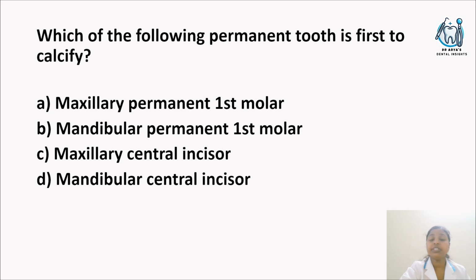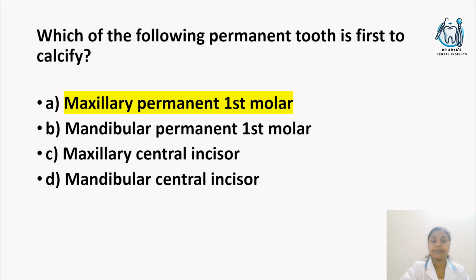And which of the following permanent teeth is first to calcify? Maxillary permanent first molar, mandibular permanent first molar, or maxillary or mandibular central incisor? So the answer is maxillary permanent first molar.